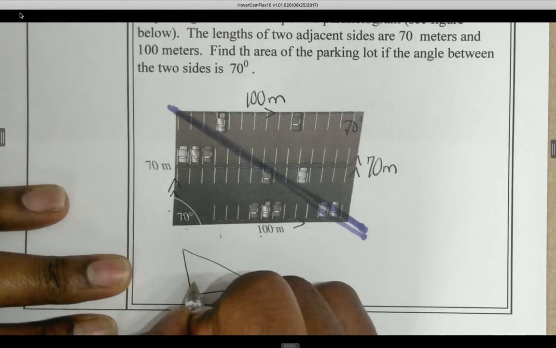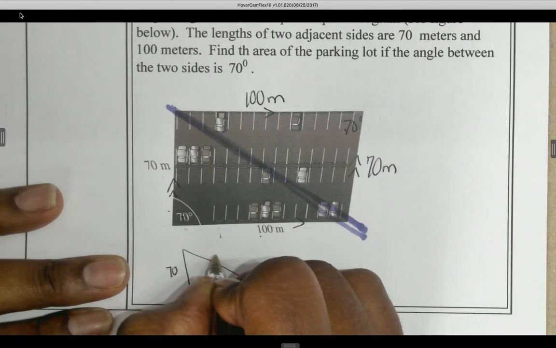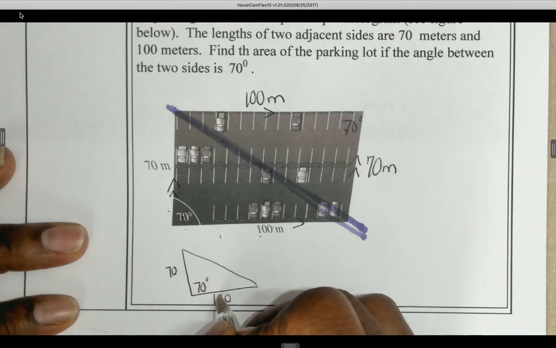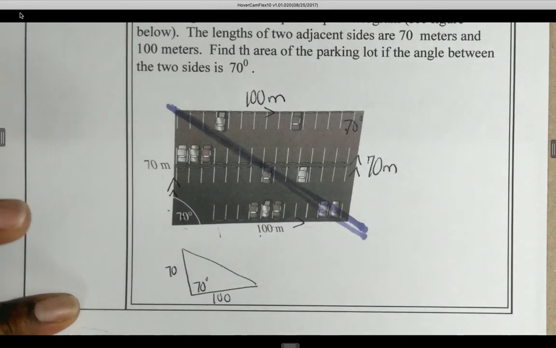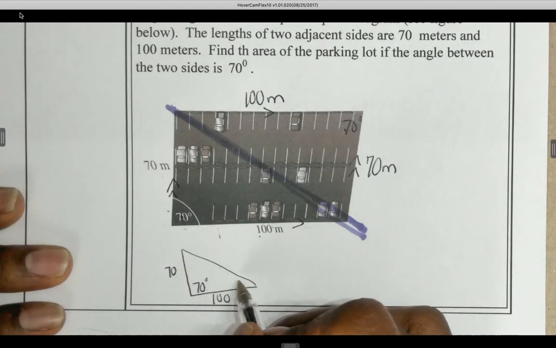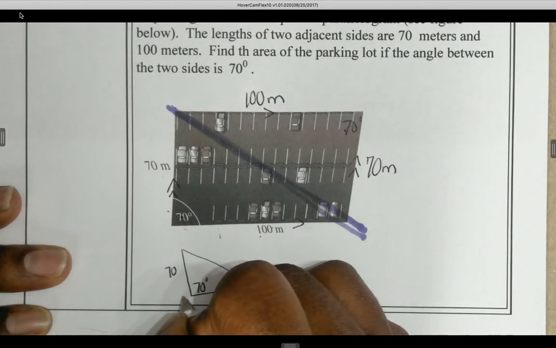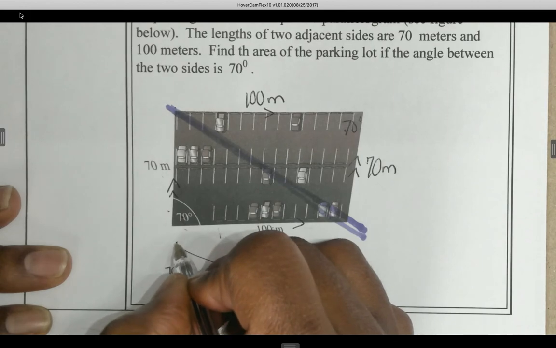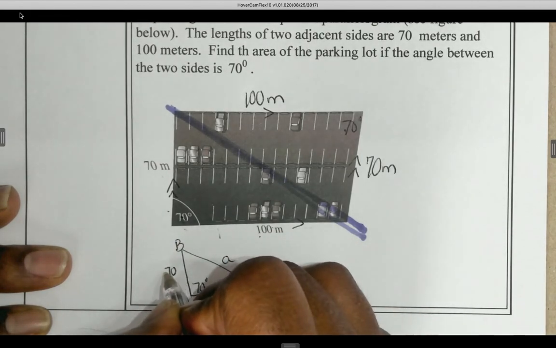Go here, so I have 70 degrees, I have this is 100, this is 70 meters. I don't know this side, right? But it's across from the 70, which we don't know if that's the largest angle yet, but it's across from the 70. So I'm just going to start labeling. Let's call this A and A. We'll call this B and B. And then we'll call this angle C.